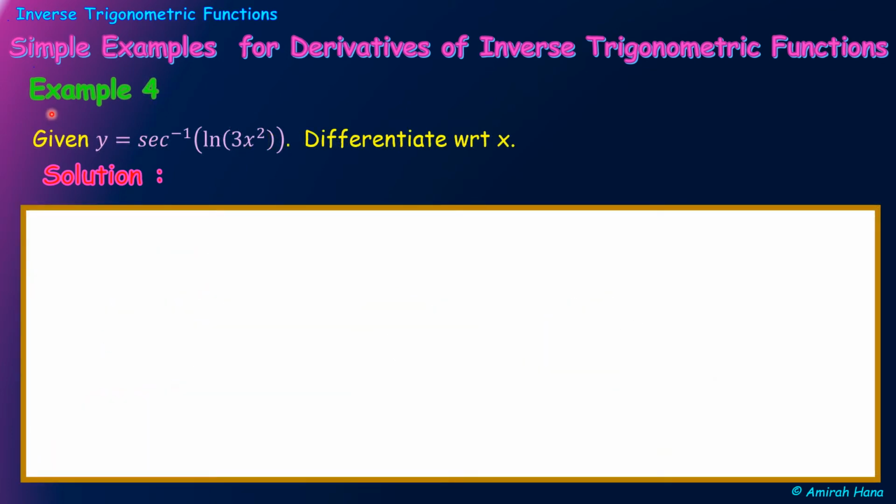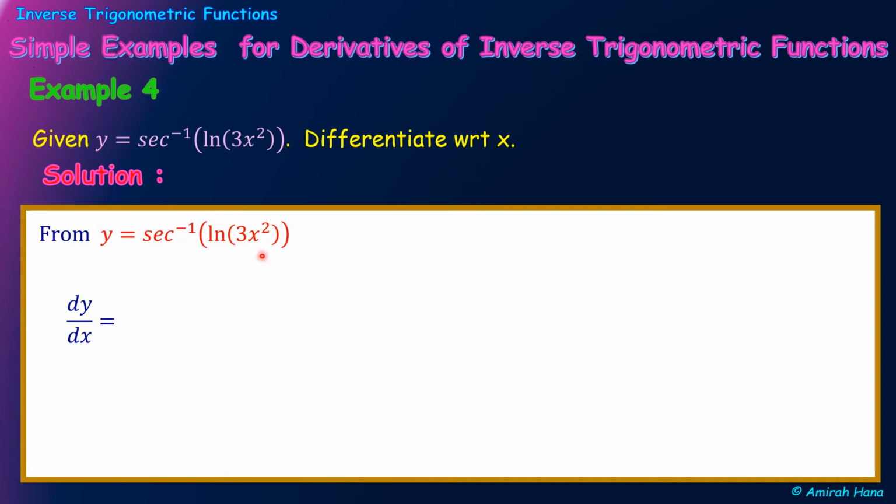Alright, now we continue with example 4. Given y equals inverse sec ln 3x squared, differentiate with respect to x. From the given question, when we differentiate y with respect to x, the symbol is dy over dx equals, and then to differentiate inverse sec ln 3x squared, first we need to identify the operation between inverse sec, ln, and 3x squared.